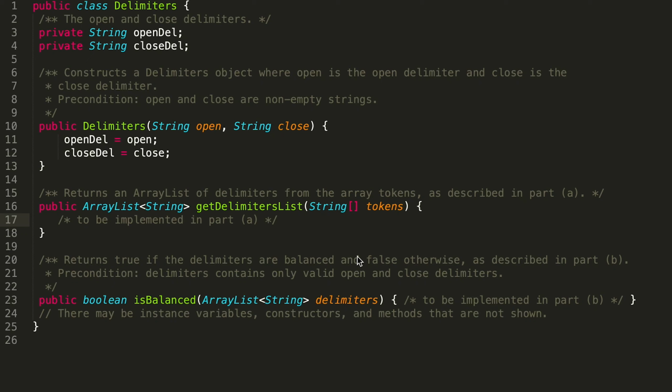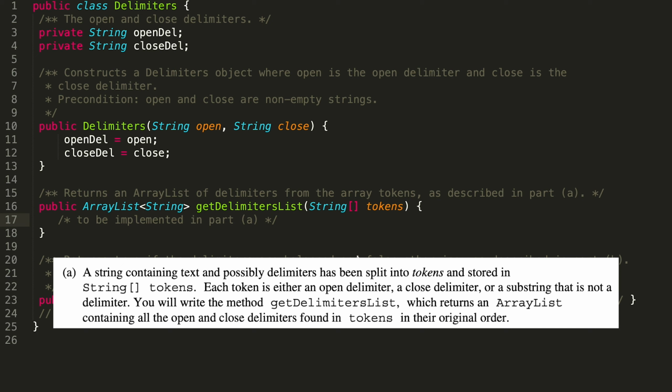In this video, we're going to be going over the getDelimitersList method. This method is going to be given a string array of tokens where each token is either an open delimiter as defined by this field openDel, a closed delimiter as defined by this closedDel field, or a substring that is not a delimiter. So we need to write a method that returns an array list containing all the open and closed delimiters in their original order.